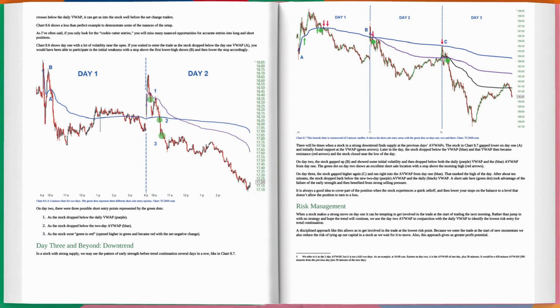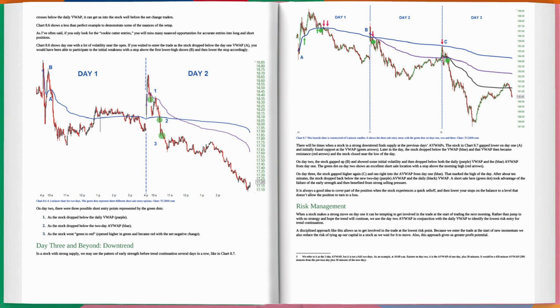On day 2, the stock gapped up, B, and showed some initial volatility, and then dropped below both the daily purple VWAP and the blue AVWAP from day 1. The green dot on day 2 shows an excellent short sale location with a stop above the morning high, red arrows. On day 3, the stock gapped higher again, C, and ran right into the AVWAP from day 1, blue. That marked the high of the day.